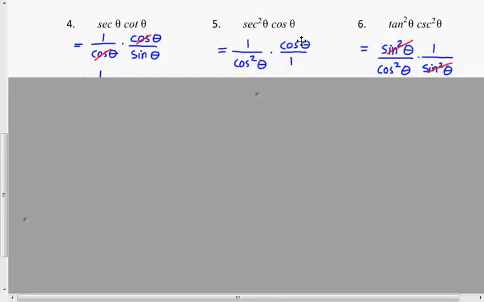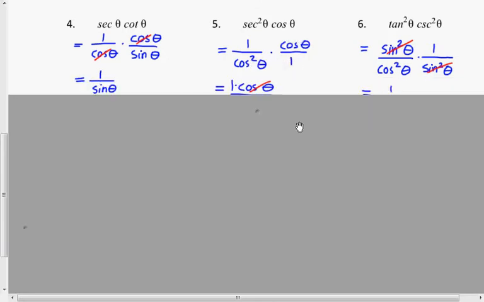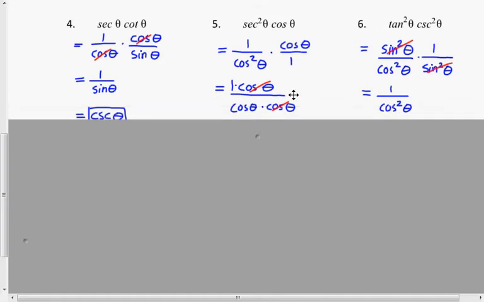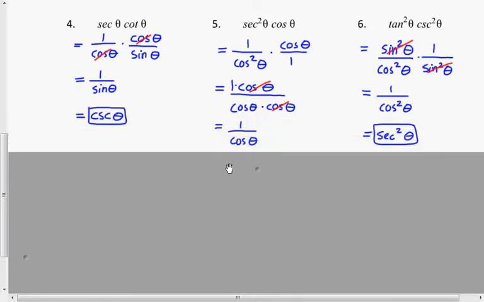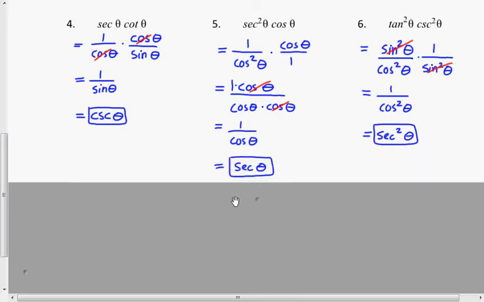Multiplying that by the cosine over 1, I end up with 1 times the cosine, over cosine squared, which again you can think of as cosine times cosine. So you've got a factor of the cosine that will cancel in the numerator and denominator. Notice that leaves a factor of cosine in the denominator, but we need a 1 still, or to consider that there is still a 1 in the top of that fraction. So this is 1 over the cosine, which is equivalent to simply the secant of theta.